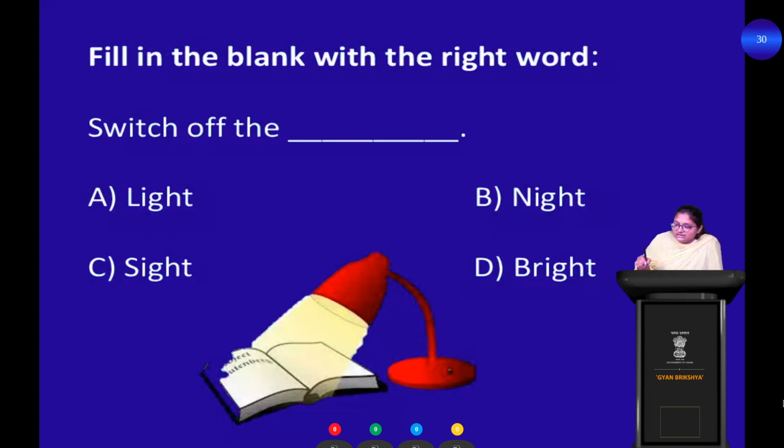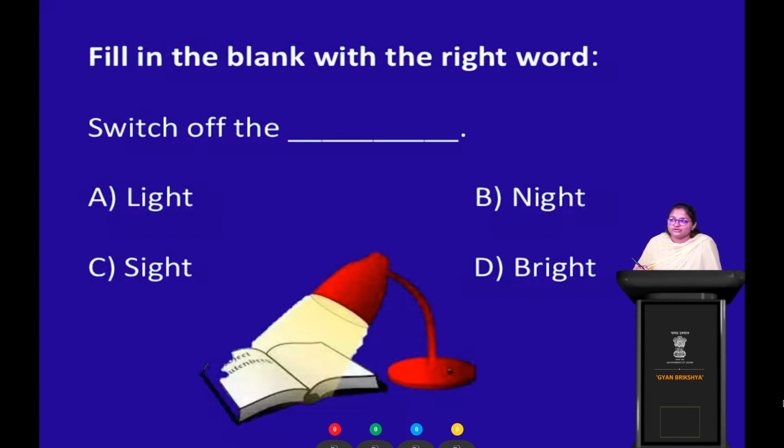So your time starts now. Give me your responses. Switch off the light, switch off the dash. Which option do you think is the correct option? Go ahead. Those who haven't responded, respond quickly. Take the help of the picture given. Then give me your responses. All right, go ahead. Okay, now, all those who have opted for option A, switch off the light, is the correct option.